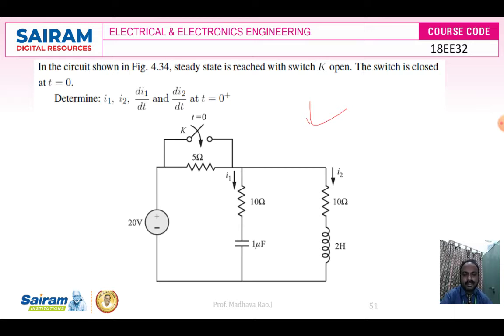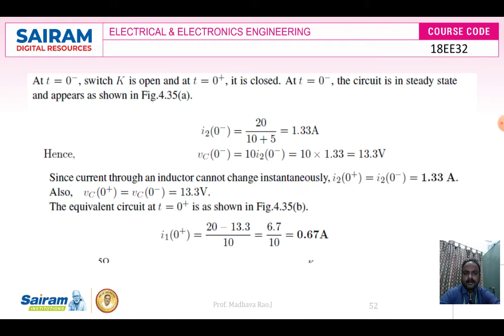Once steady state is reached with K open, the inductor acts as a short circuit and the capacitor acts as an open circuit. You have to remember those things to find the I1 and I2 values. At t equal to 0 minus the switch K is open, and at t equal to 0 plus the switch is closed. At steady state the circuit appears as shown in the figure.